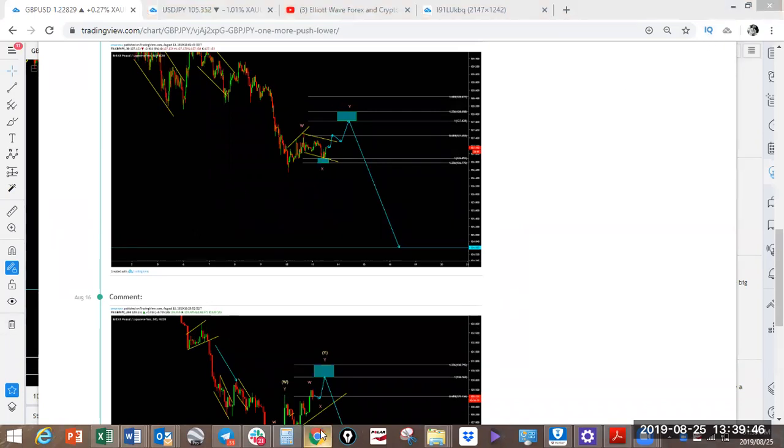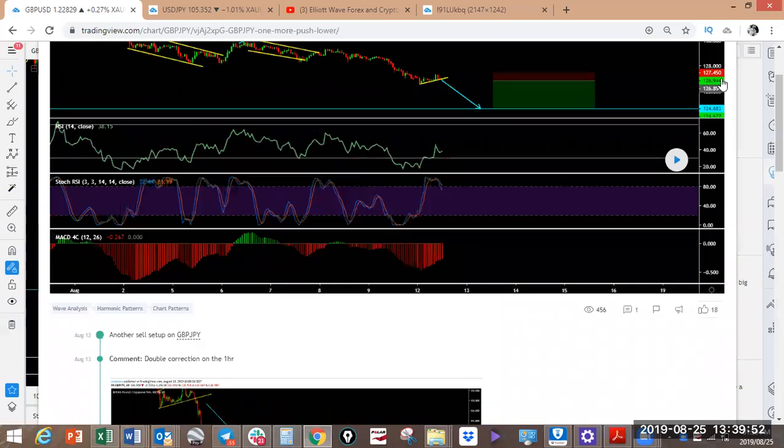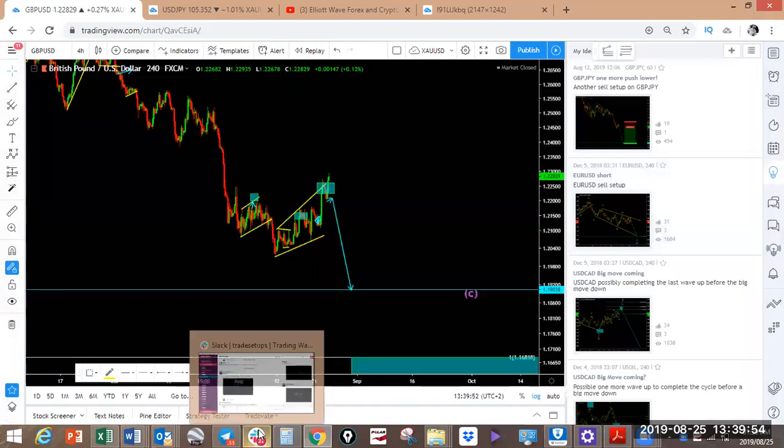I also posted pound Swiss. Let's look at pound Swiss. Pound Swiss was not posted on TradingView. It is on our Slack group.